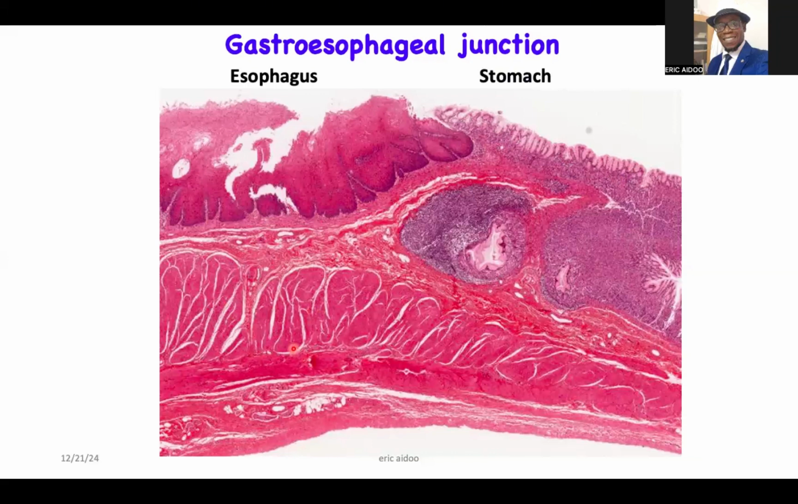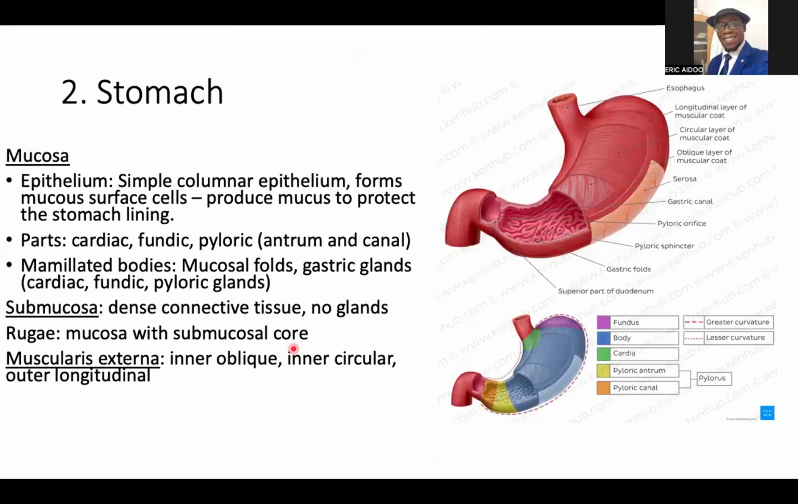So esophagus and then stomach. We use this opportunity to enter the stomach, made up of mucosa, submucosa, muscularis externa. The mucosa has the epithelium, which is simple columnar epithelium. It forms mucous surface cells, which produce mucus to protect the stomach lining. Then you have the cardiac portion, the fundic portion, and then the pyloric portion of the stomach.